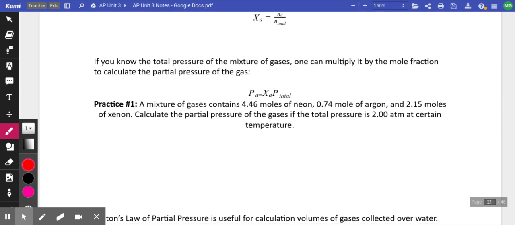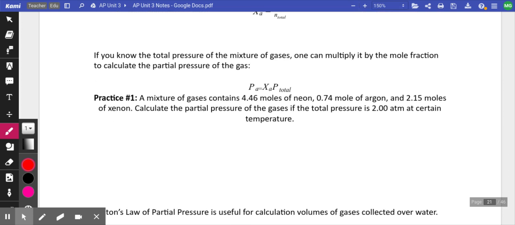So if I know the total pressure of the mixture, and I know the moles of my individual pieces in the mixture and my total moles in the mixture, I can calculate the partial pressure of each gas in the mixture using this formula. The partial pressure of the gas that I'm studying, or gas A, is equal to the mole fraction of gas A times the total pressure.